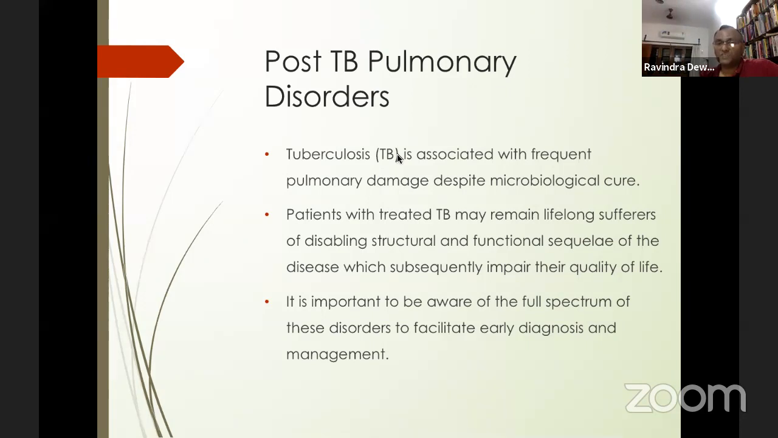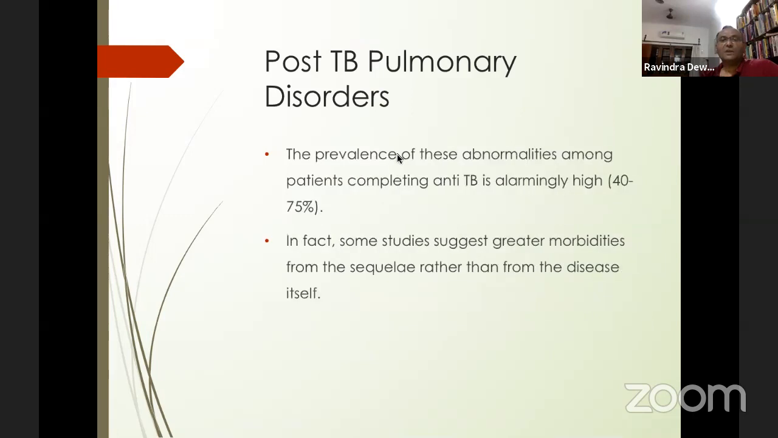Patients with treated TB may remain lifelong sufferers of disabling structural and functional sequelae of disease, which subsequently impair their quality of life. It is important to be aware of the full spectrum of these disorders to facilitate early diagnosis and management. The prevalence of these abnormalities among patients completing anti-TB drugs is alarmingly high. It is 40 to 75%. In fact, some studies suggest greater morbidities from sequelae rather than from the disease itself.